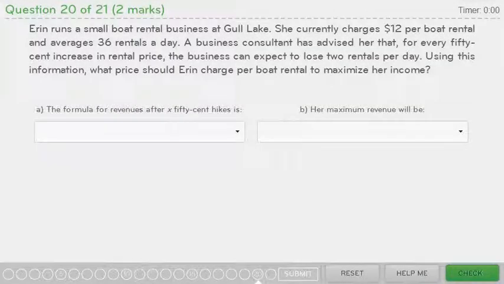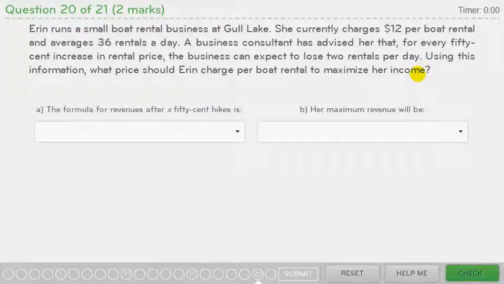In this question, we have information about a small boat rental business that Erin runs at Gull Lake. She currently charges $12 per boat rental and averages 36 of them a day. A business consultant has advised her that for every 50-cent increase in the rental price, the business can expect to lose 2 rentals per day. Using this information, we need to figure out how much Erin should charge so that she maximizes her revenue.